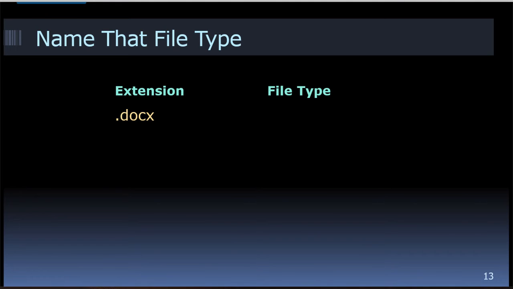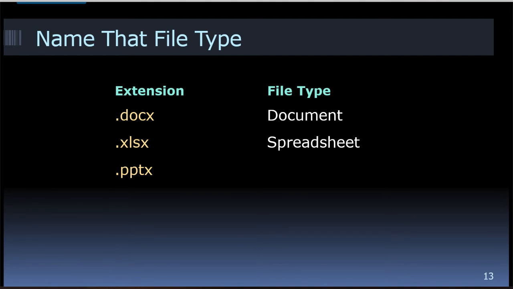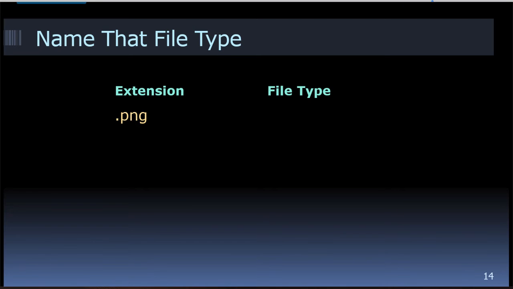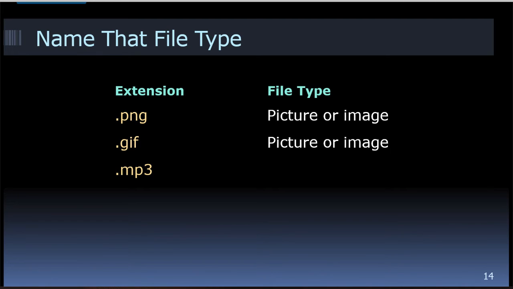And there are all sorts of different file types. For example, .docx is basically a document. .xlsx is a spreadsheet for Excel. Then we have one for PowerPoint, PPTX. TXT is just a simple text file. JPEG is, as you probably know, a standard picture format. PDF is a standard format for documents. PNG is a more advanced format for pictures, and GIF is another, older format. MP3, you probably know, is for songs and music.